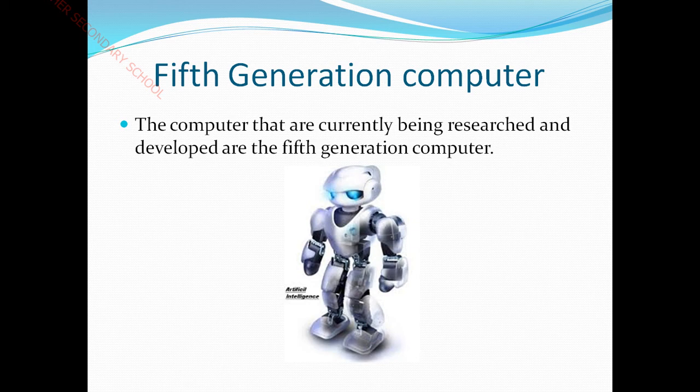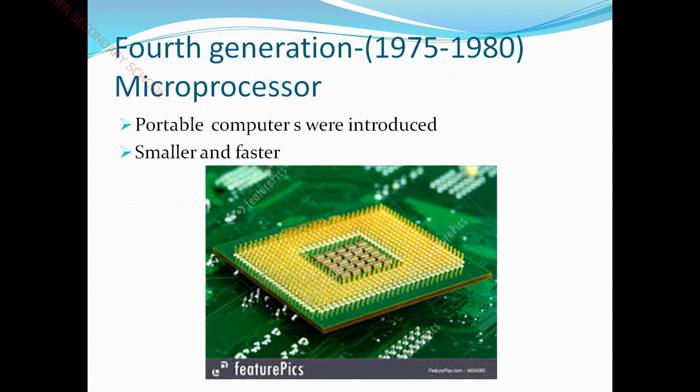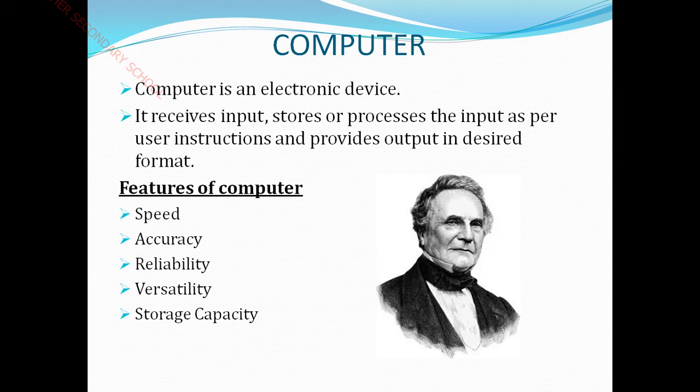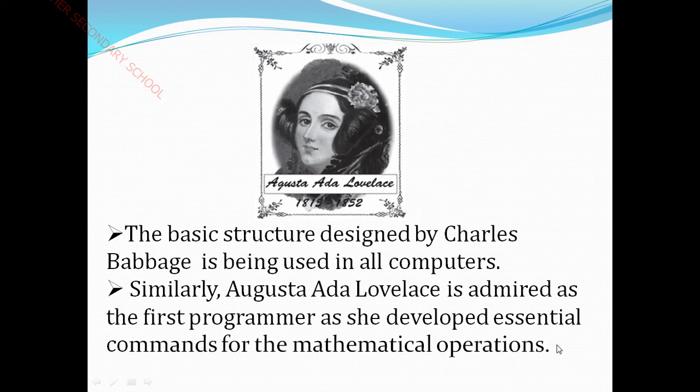So once again I will summarize from the first slide. What we have discussed in this: a computer is an electronic device. It receives input from the user, it processes it, then it displays the output on the screen. What are the features we have discussed here? Speed, accuracy, reliability, versatility, storage capacity. What is his name? His name is Charles Babbage. What is the name of this person? Augusta Ada Lovelace. She was considered the first programmer.